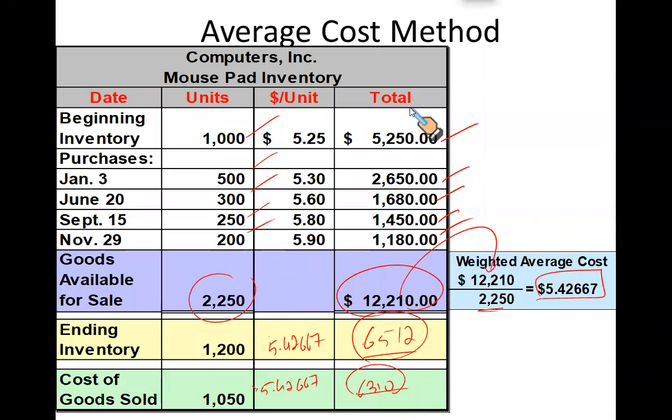Now, if you ask me what kind of computation it is, it is periodic. Why? I didn't see when the goods were bought or when they were sold. I just simply calculated a single rate.